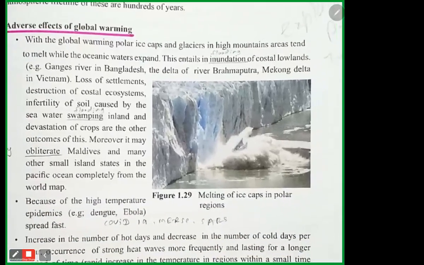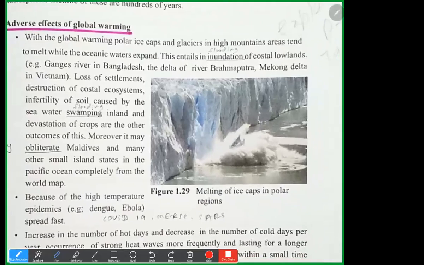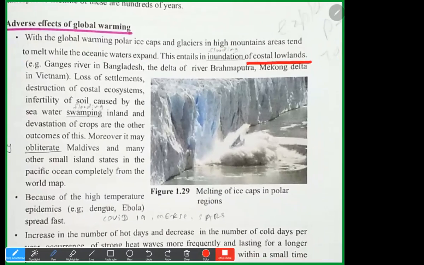Adverse effects of global warming. With global warming, polar ice caps and glaciers in high mountain areas tend to melt while the ocean water expands. This entails inundation of coastal lowlands. For example, the Ganges River in Bangladesh, the Brahmaputra delta, and the Mekong Delta in Vietnam.